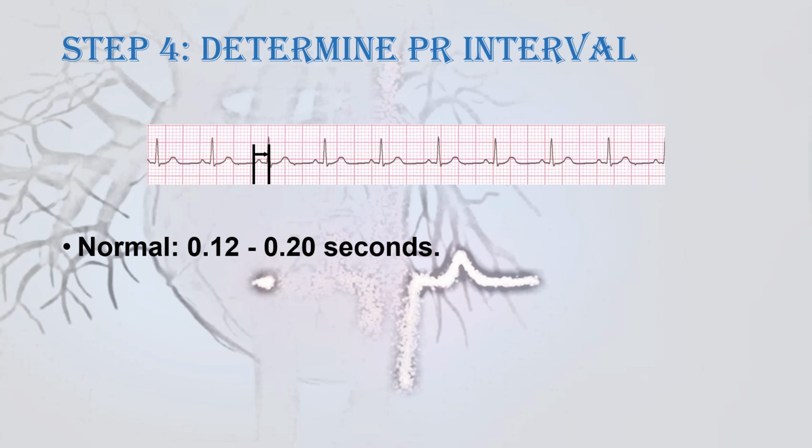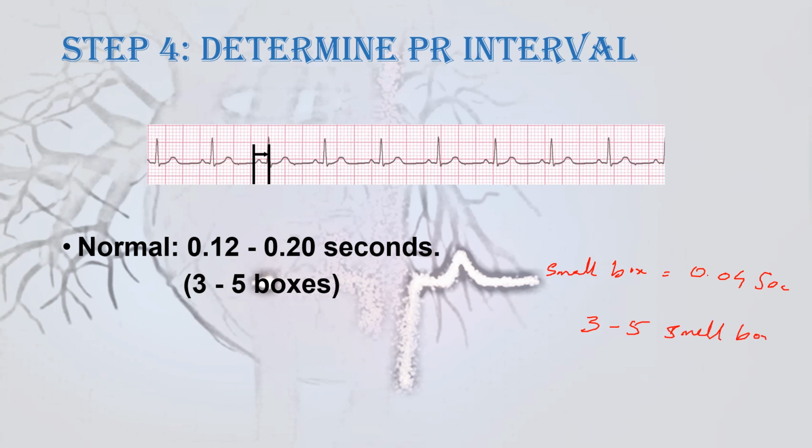Determine the PR interval. The normal PR interval is 0.12 to 0.2 seconds. In the sense, 3 to 5 small boxes. As you know, one small box is 0.04 second. So the normal PR interval is 0.12 to 0.2 seconds, so that is 3 to 5 small boxes. We are supposed to determine how long the PR interval takes. In this rhythm, that is 0.12 seconds.